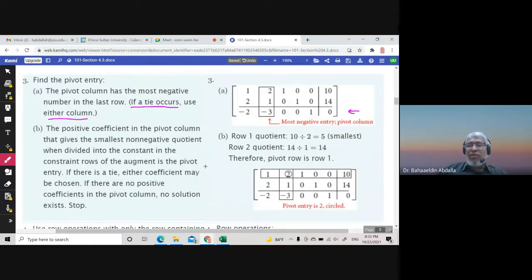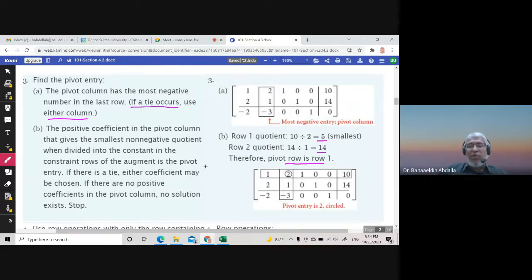Now we need to determine the pivot row, and the pivot row would be either the first or the second row. The objective row is not a possibility, is not a choice. So either it's the first or the second. How to determine? We divide the constant term, or the right hand side, 10 by 2, the number in the pivot column, 14 by 1. And the smallest result, 5 in this case, will determine the pivot row. So the pivot row in this case is the first row.